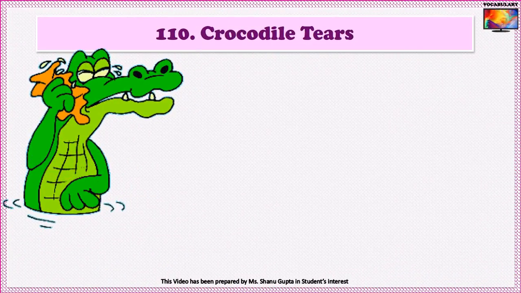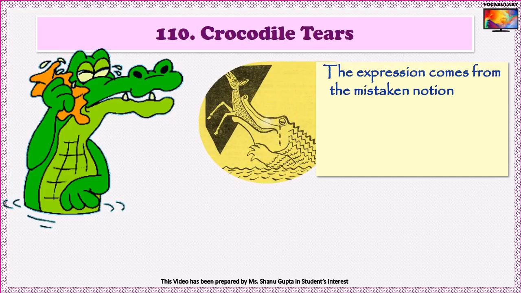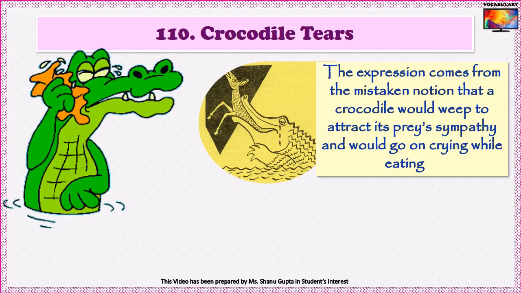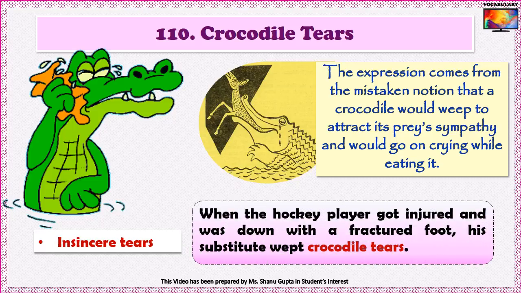And the last idiom in this section is crocodile tears. This expression comes from the mistaken notion that a crocodile would weep to attract its prey's sympathy and would go on crying while eating it. Now, this is quite opposite to what tears generally mean. So, the idiom crocodile tears means insincere tears. An example sentence would be, when the hockey player got injured and was down with a fractured foot, his substitute wept crocodile tears.